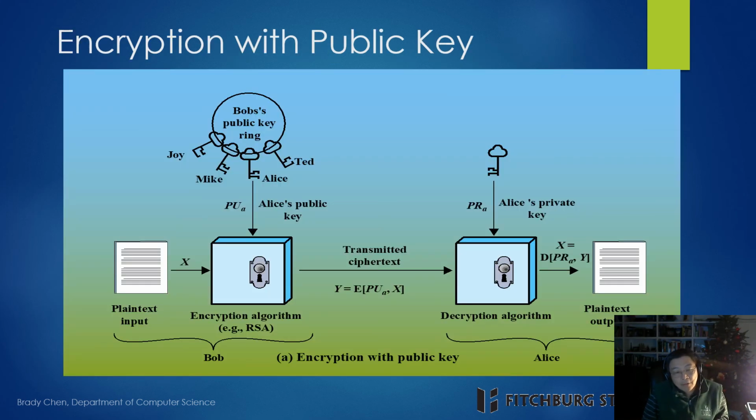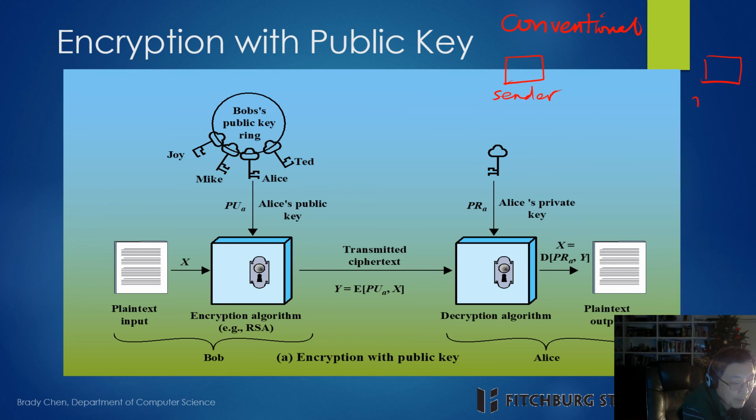Now let's first provide some overview of the general encryption algorithms. There are basically two types of encryption algorithms. One is the conventional encryption algorithm. In conventional encryption, you typically have two parties, the sender and the receiver.